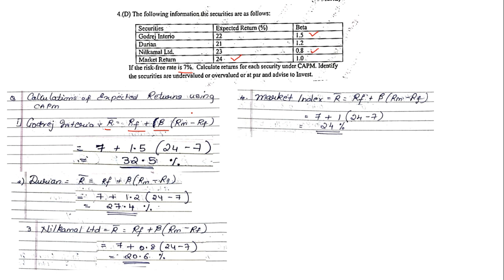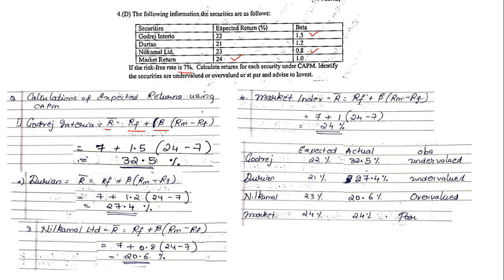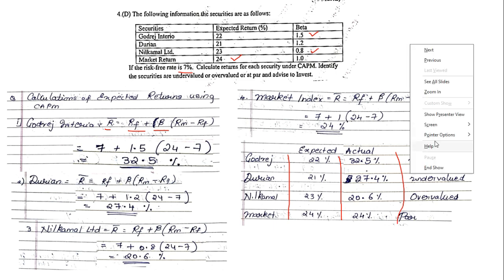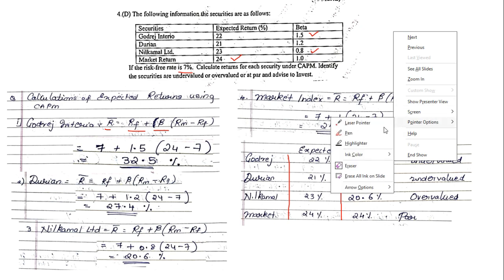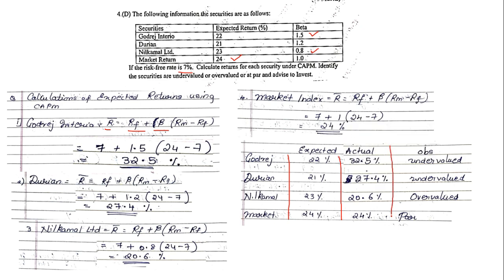So we found all the returns. Now we need to compare and say whether it is overvalued or undervalued. Okay, so we make another table for that. The columns are the shares, the expected return, the actual return, and then the observation. So now remember, the logic is very simple. So expected is all these values which they have given us, the actual is whatever we have found.